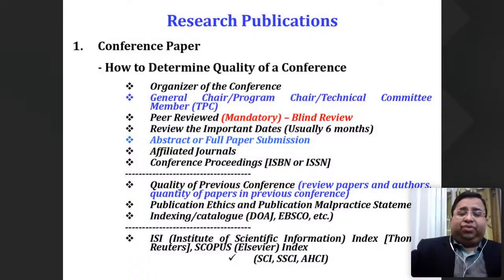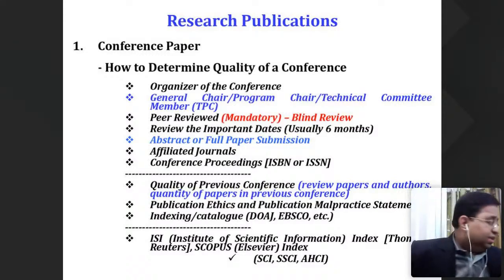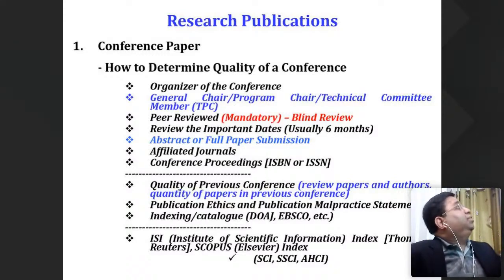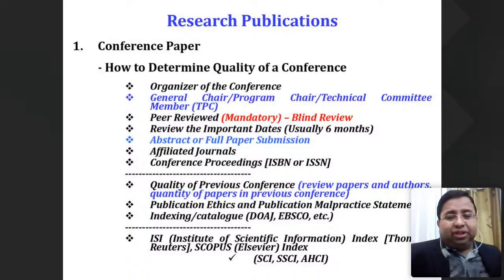Definitely, when you go for the review process, one mandatory thing is that it will be peer reviewed. You have to ensure that it is peer reviewed. This is very important. It's mandatory. Blind review, we prefer blind review. So who will determine this? Basically, the conference secretariat, the conference team. They will ensure this.